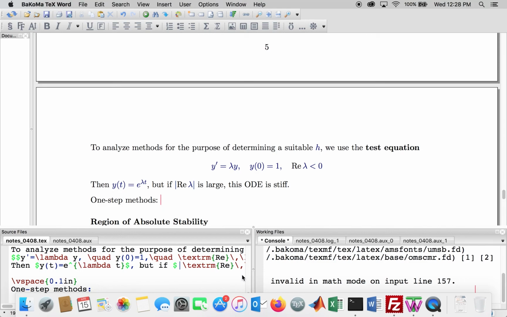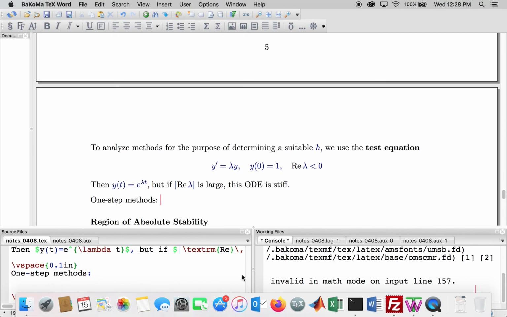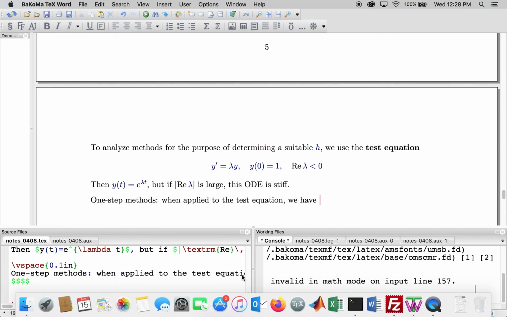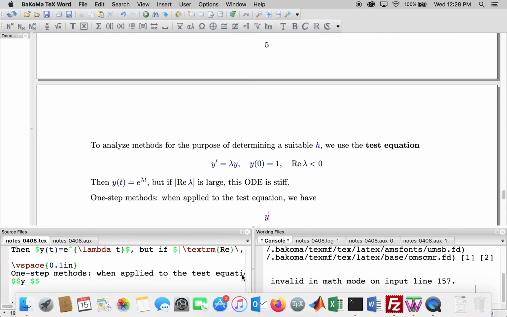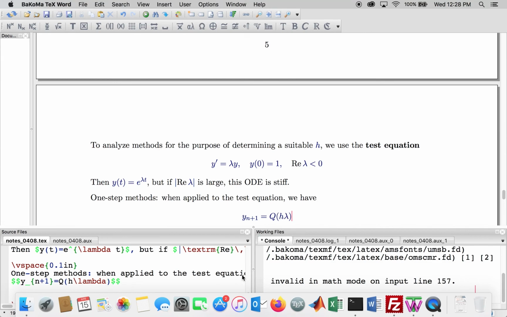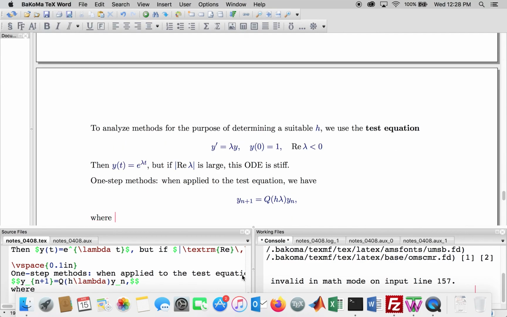The idea is that when applied to the test equation, a one-step method always simplifies to something of this form: y_{n+1} is equal to some function q of h lambda times y_n.